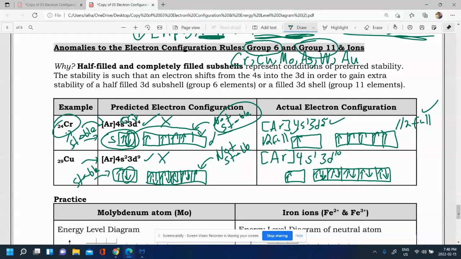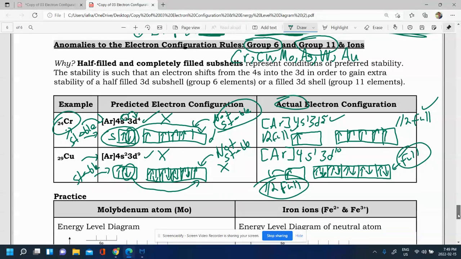Well, if you take this electron here and put it into this d orbital over here, now you get a full and a half full. There's no more partially filled. So this is way more stable than the previous configuration. So we now have a full, a half full, and a full, which is more stable than our partially filled that we had over here. And that explains why this is the actual electron configuration of chromium and copper. And the same reasoning applies to the other ones in group 6 and group 11.